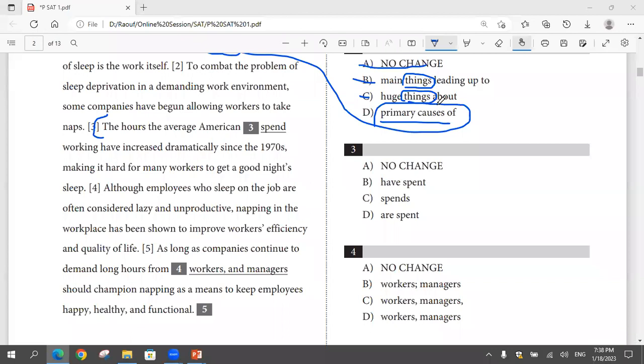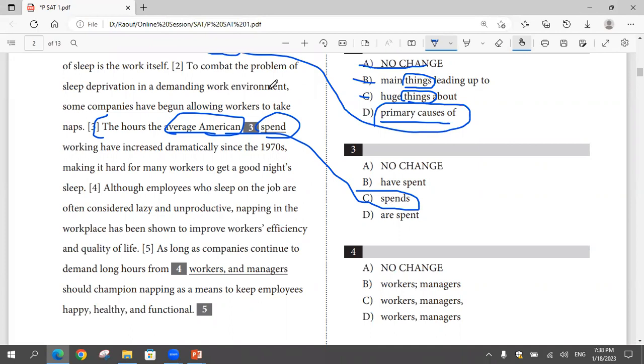No, yeah, Jason, let's see it together, shabab. The hours that the average American, this is my subject. So my subject is singular. When my subject is singular, I have to pick the verb that has the S since it is present simple. The average American spends, because my subject is singular. Is it clear, shabab, or do you want me to explain something?